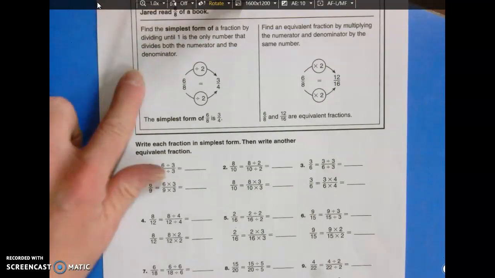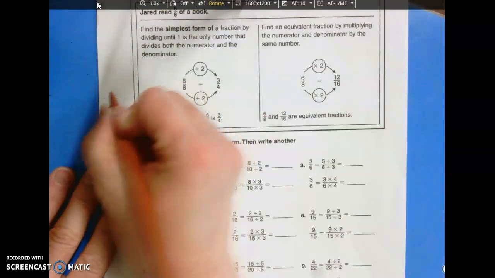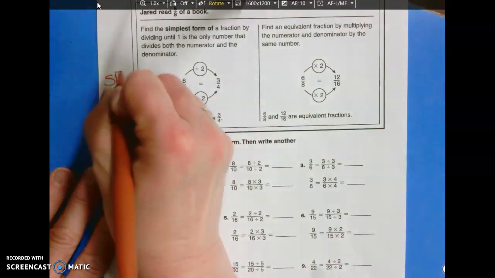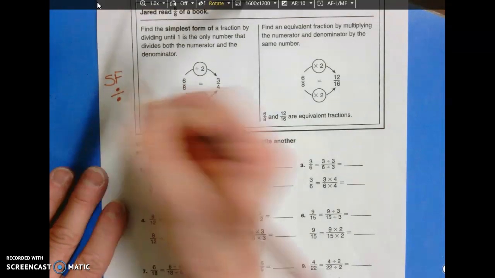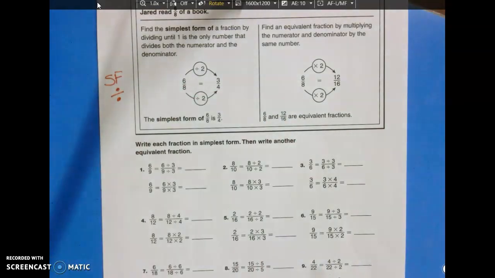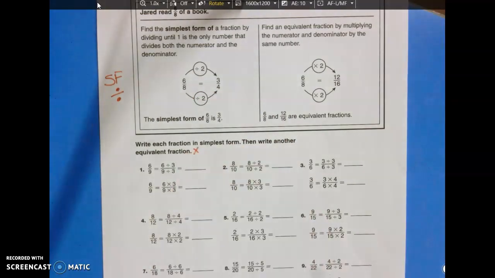But again, the simplest form, I'm always going to divide. In fact, sometimes I like kids to put that on your paper somewhere, probably on the top. But for simplest form, I'm always going to divide. And equivalent fractions, I can multiply by any number I want to. Let's begin. Write each fraction in simplest form, then write another equivalent fraction.